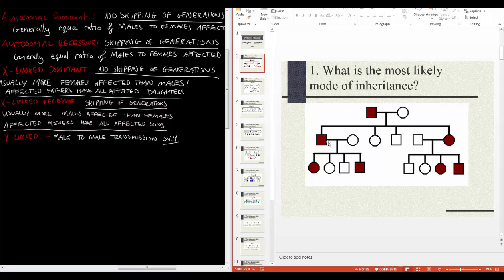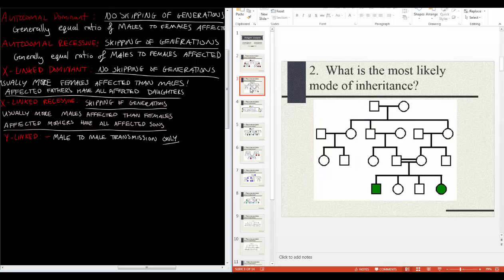And then 1, 2, 3, 4 males affected, 1, 2, 3 females affected. Kind of an even ratio. And then to double check, look at the gender transmission. If it's an X-linked dominant trait, this affected father must have all affected daughters. This daughter is not affected, therefore this is an autosomal dominant trait.